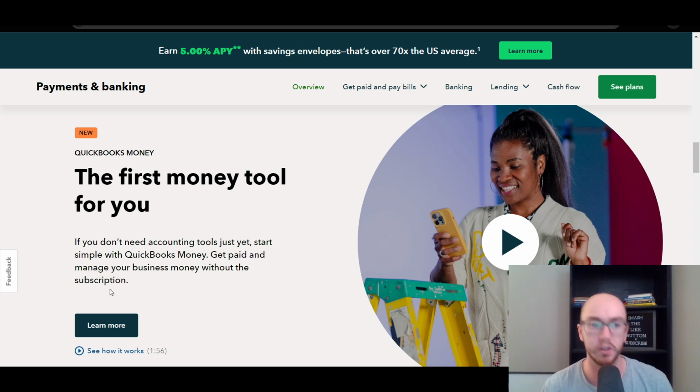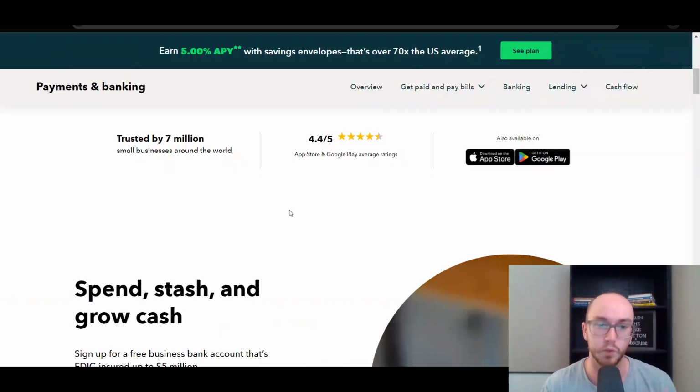So maybe if you're already using QuickBooks for your accounting needs, then the QuickBooks Money system essentially is already included. But if you don't need the accounting and bookkeeping, and maybe you're just sending invoices or other software, this payment processing aspect is included for free in that as well.